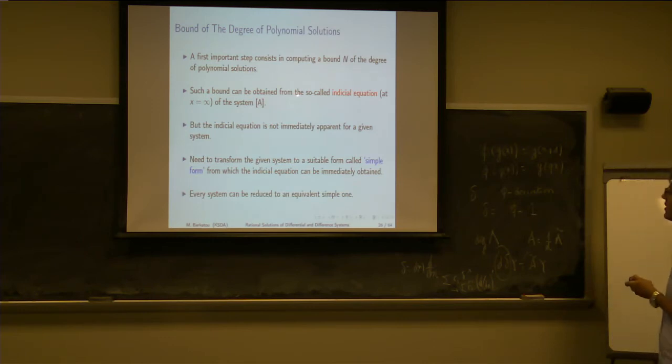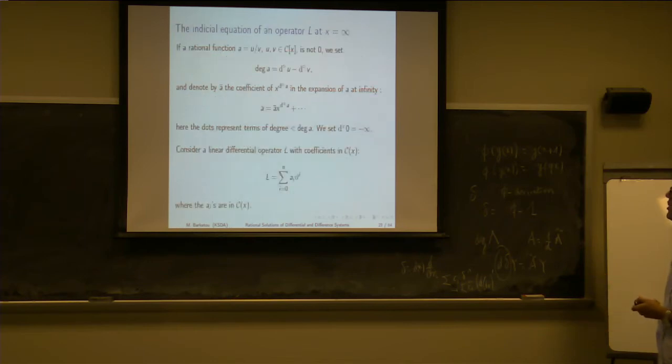So this I think I said about. This n is a root of the so-called initial equation, and this initial equation is not immediately apparent for a given system. So I need to transform this to what I call the simple form. Okay, and I will show you that every general system can be reduced to an equivalent simple one, and explain to you how it works.